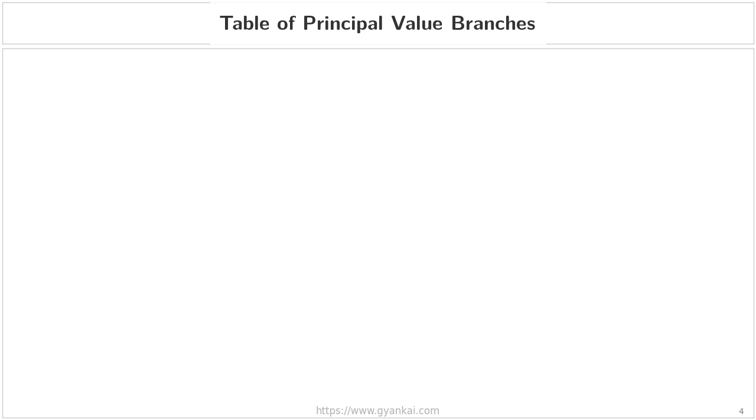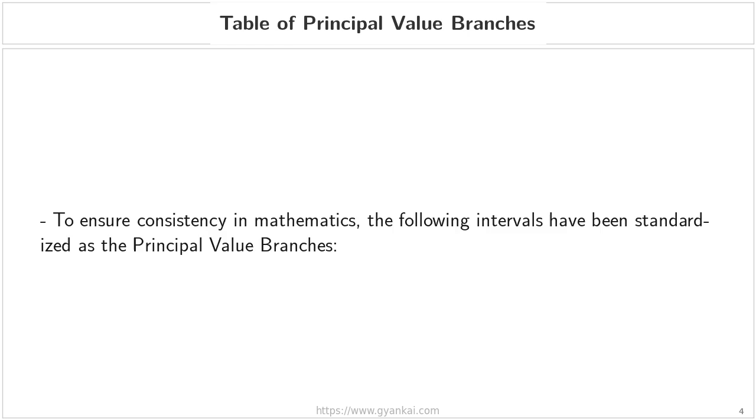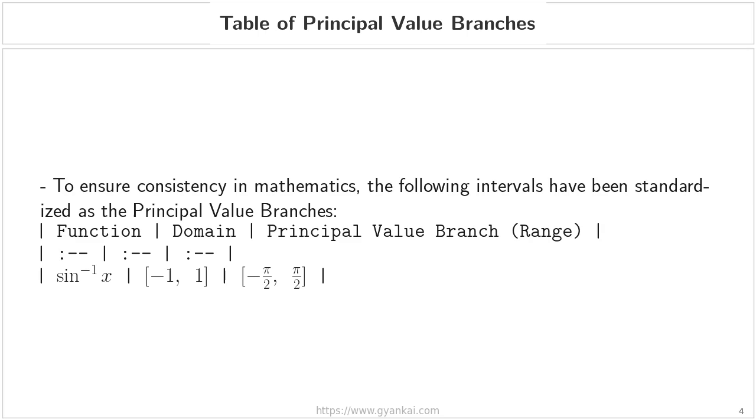Table of principal value branches. Now that we understand why we must restrict the domains of trigonometric functions to make them bijective, let us look at the actual standards used in mathematics. To ensure that every mathematician and student arrives at the same unique answer, specific intervals have been standardized as the principal value branches. Please refer to the table on your screen. First, let's look at the inverse sine of x. Its domain is the closed interval from -1 to 1, and its principal value branch, or range, is from -pi/2 to pi/2.